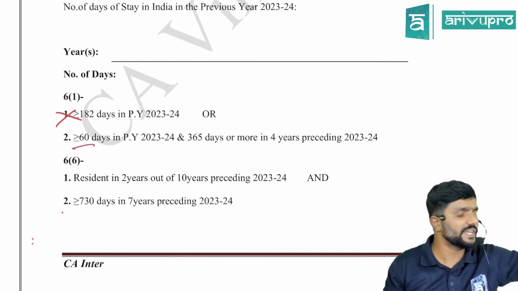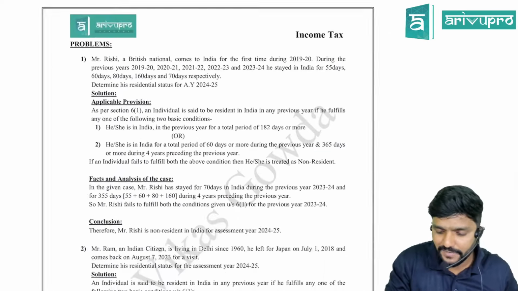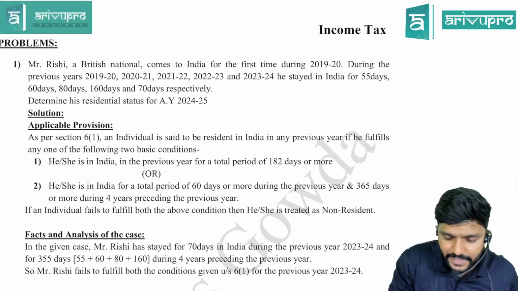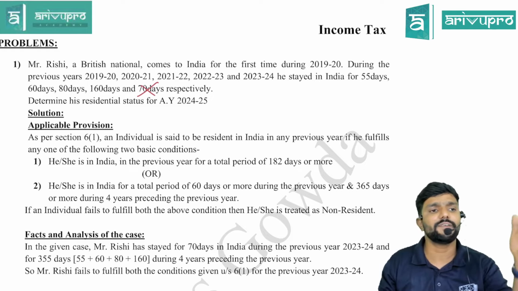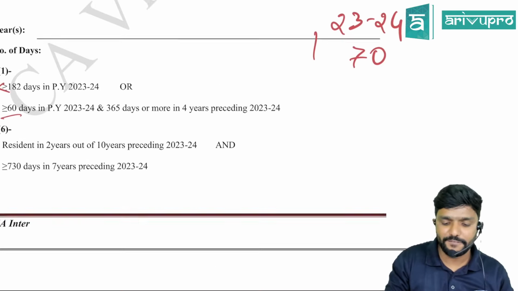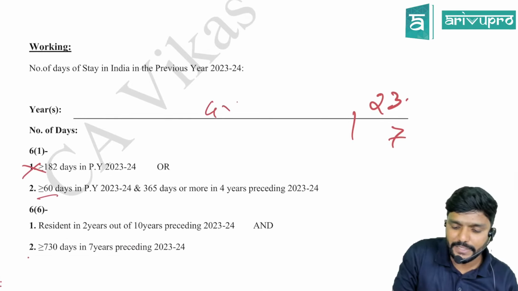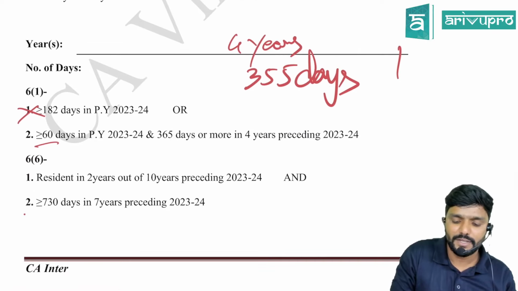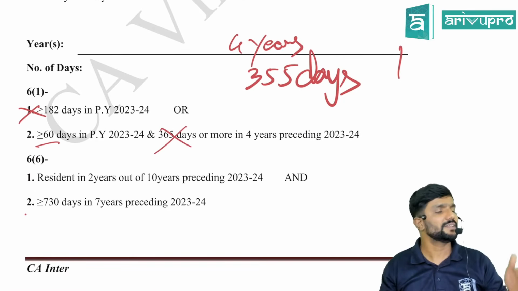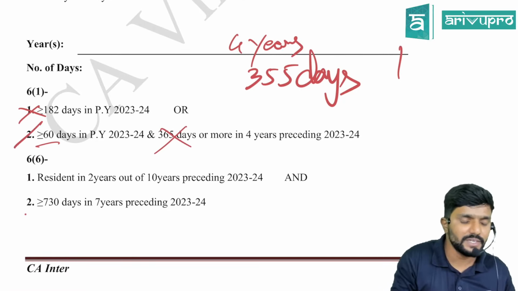Then check the last 4 years. Leave 70 and add up the other 4 numbers: 160 plus 80 plus 60 plus 55 is 355. So the 4 years put together is 355 days. Did he satisfy the second condition? No, sir, this is not satisfied. That means the complete second condition is also not satisfied.